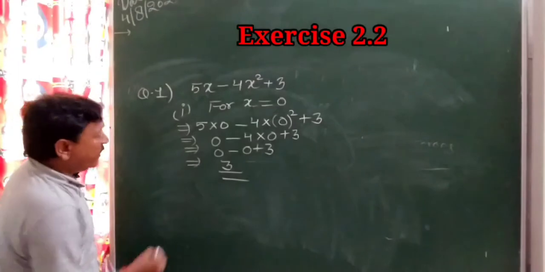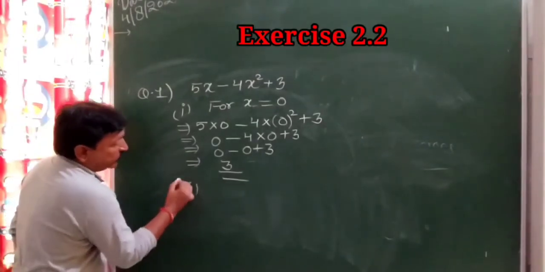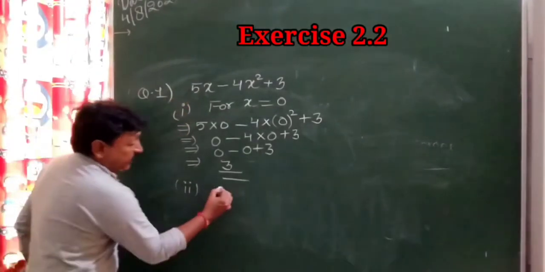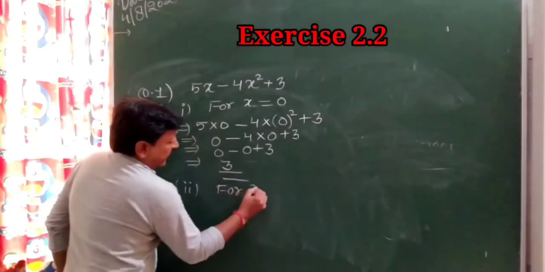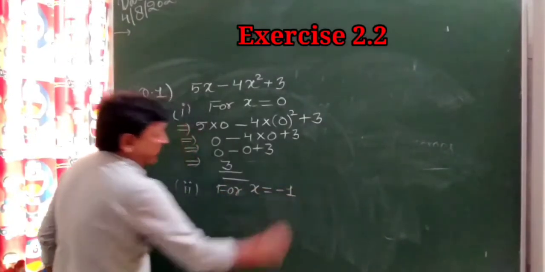Okay? In the second part what do we have to do? We have to solve this expression for x is equal to minus 1. Okay?